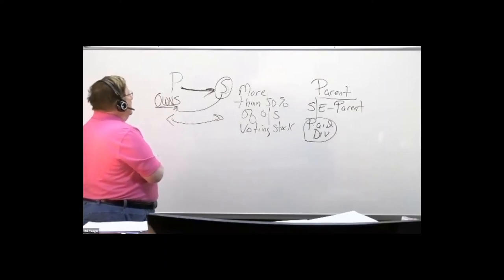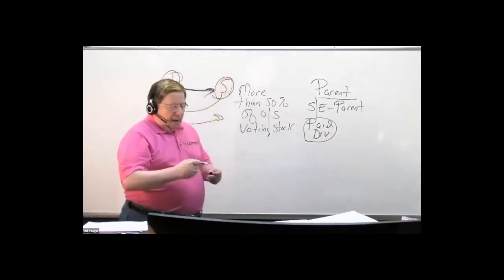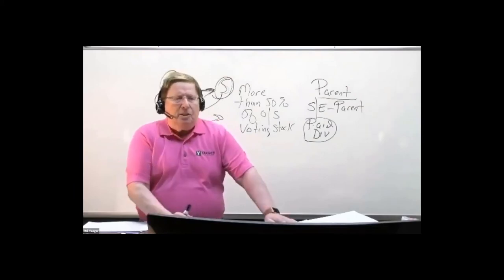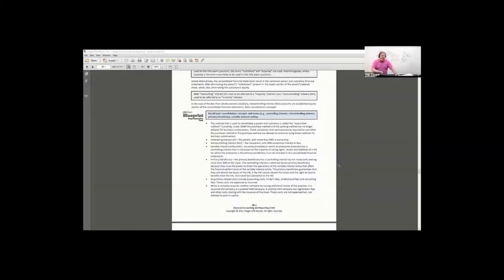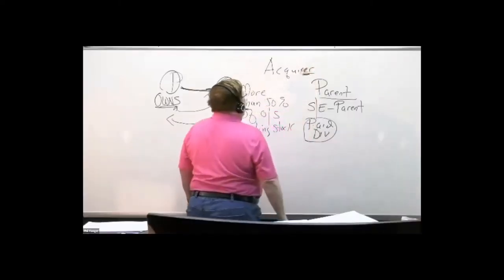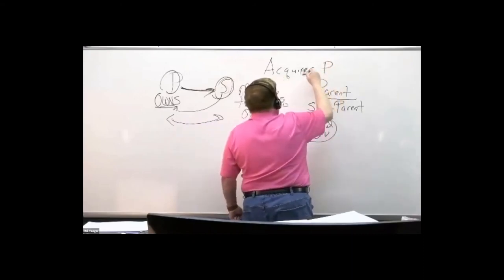You don't eliminate them on the parent's books or the sub's books. Now, if they say that the company is the acquirer, let's look at this. The acquirer is the parent company. That's the same thing as parent.